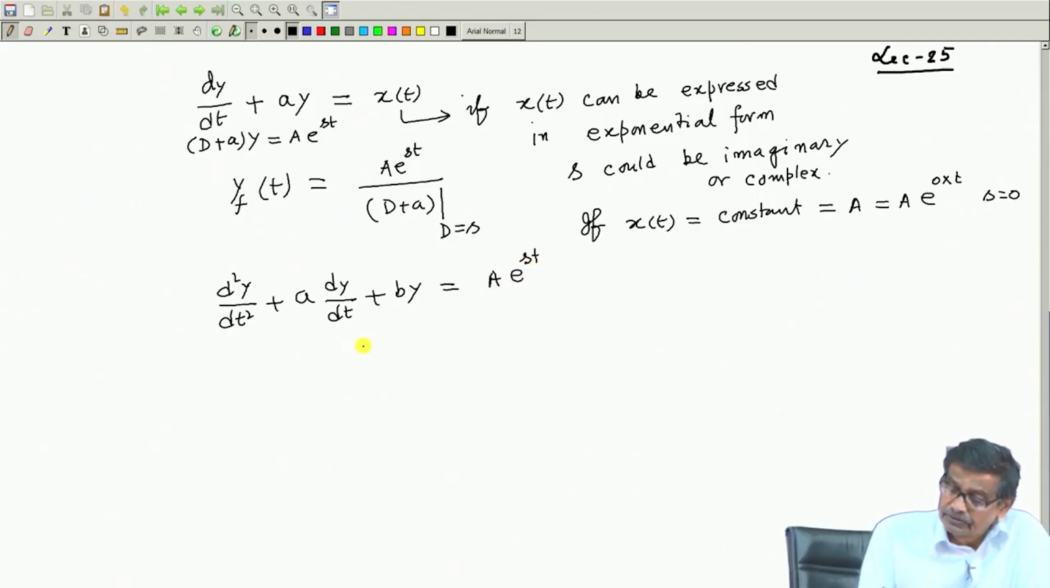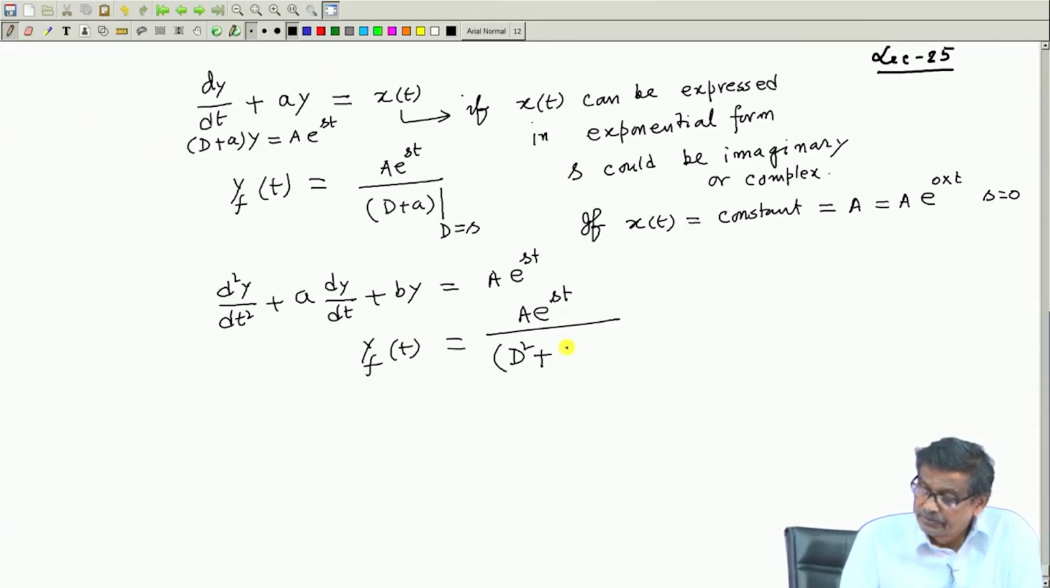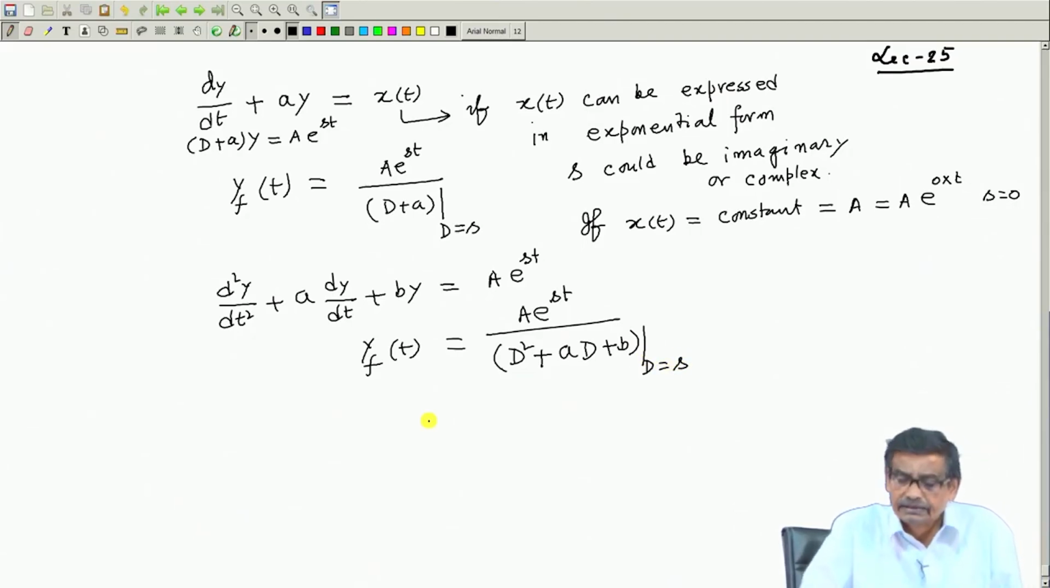Then the solution due to the forcing function will be simply the input signal e to the power s t divided by this, which you are now accustomed to, D squared plus a D plus b, where D should be replaced by s. There may be exceptions, as I told you.